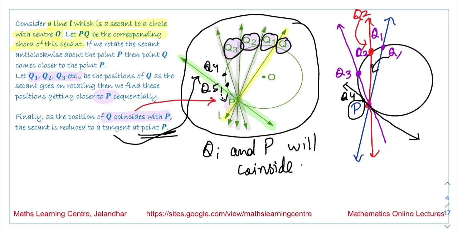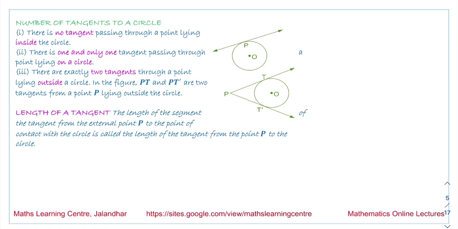Now next we have is number of tangents to a circle. So first, suppose a circle is given to us and we are considering any point inside this circle. So this is the point P. Then we cannot draw any tangent passing through this point P. So this is explained over here in this first result, that there is no tangent passing through a point lying inside the circle.